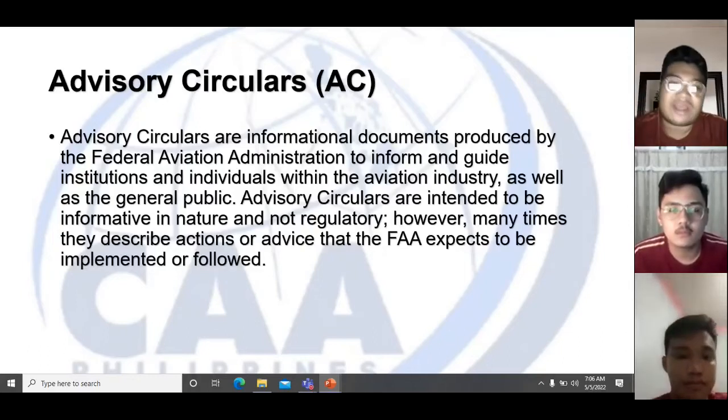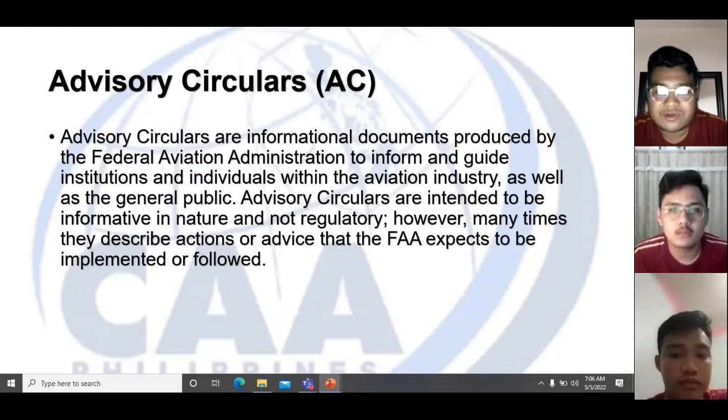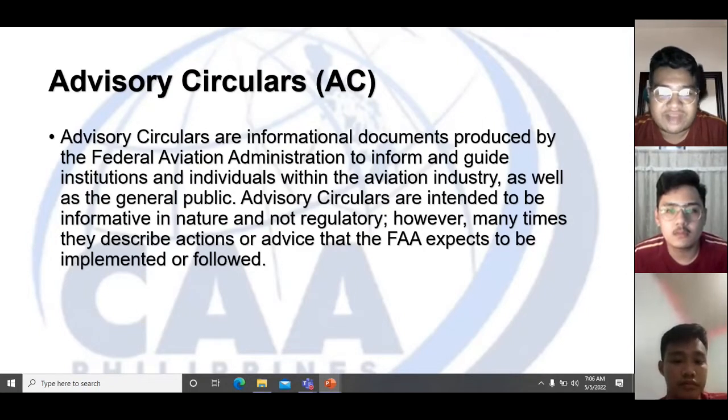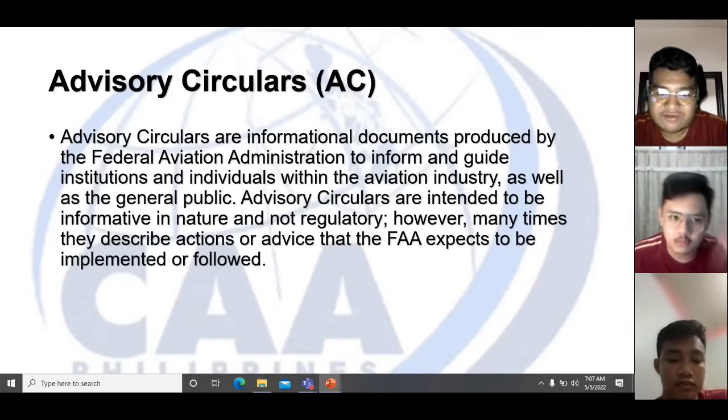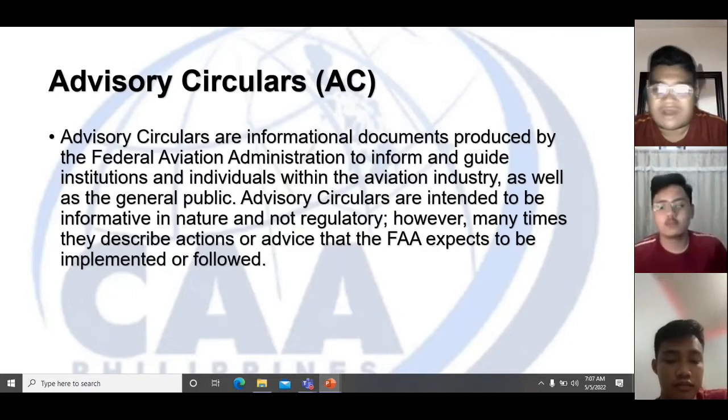Advisory Circulars, or AC. Advisory circulars are informational documents produced by the Federal Aviation Administration, or FAA, to inform and guide institutions and individuals within the aviation industry as well as the general public. Advisory circulars are intended to be informative in nature and non-regulatory. However, many times they describe actions or advice that the FAA expects to be implemented or followed. Next slide.